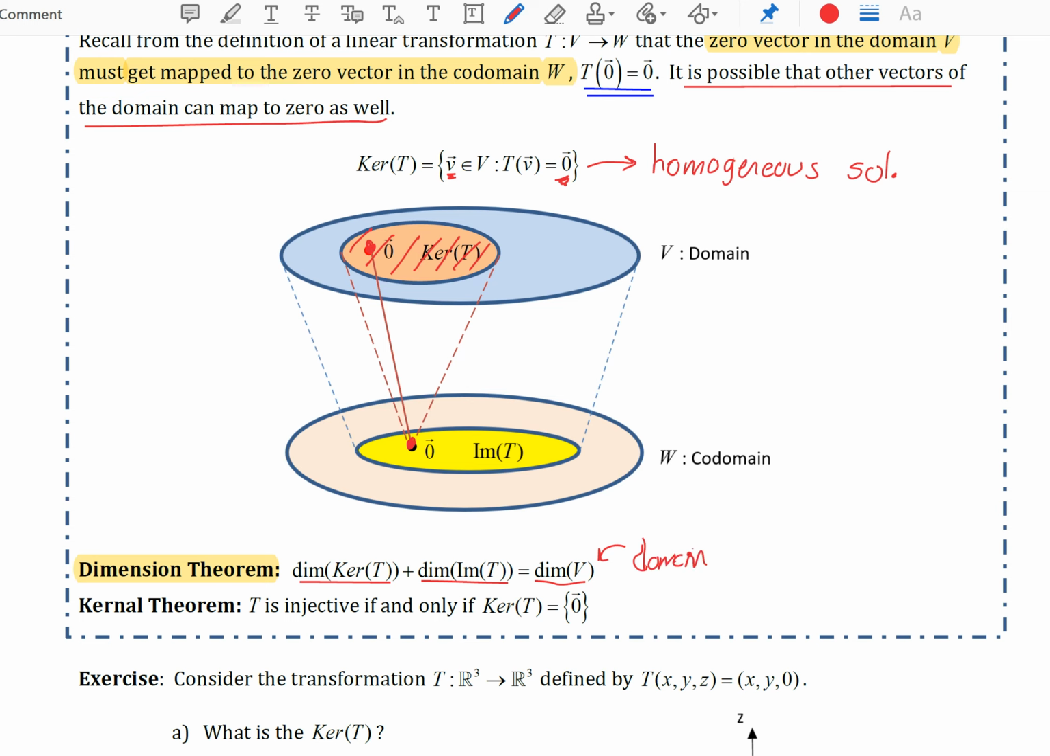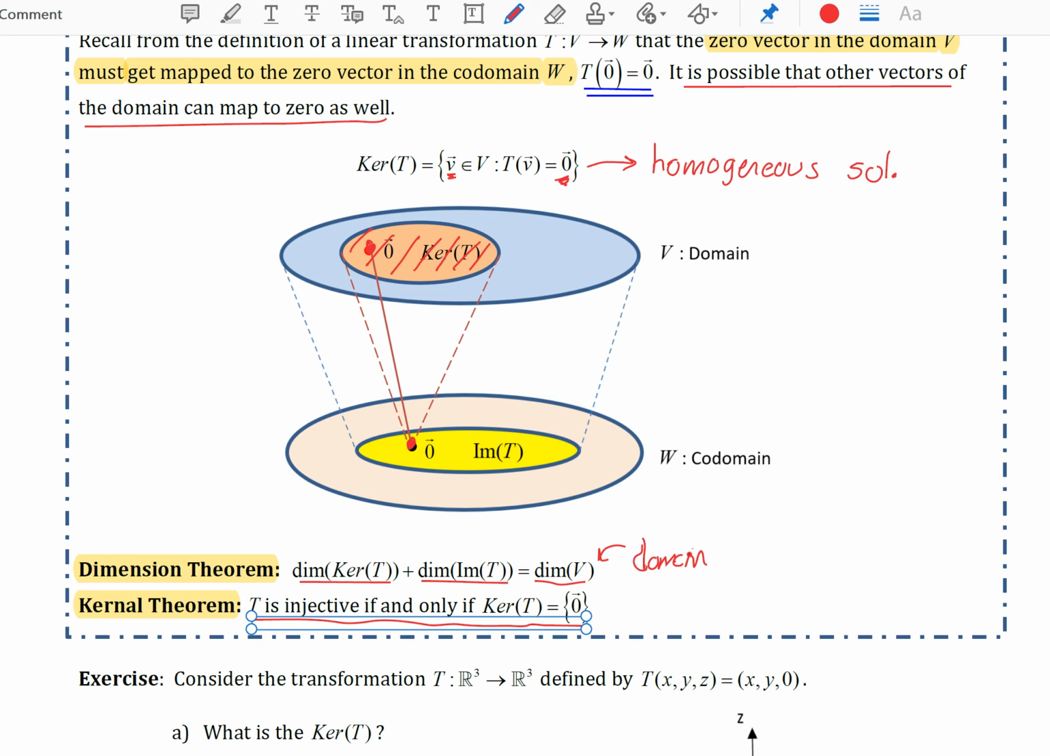So the dimension of the kernel plus the dimension of the image of T is always the dimension of your starting domain. And then there's also the kernel theorem, which says T is injective if and only if the kernel of T is the 0 vector.